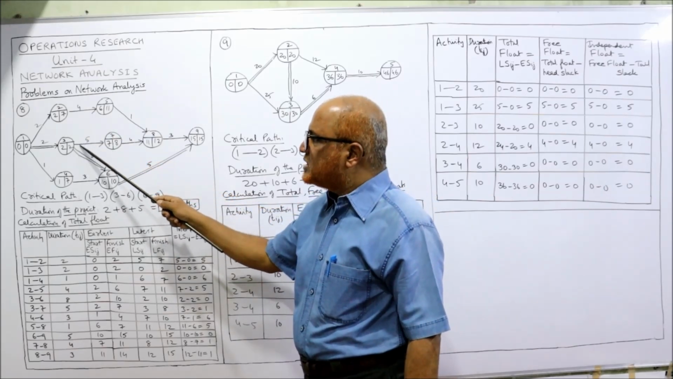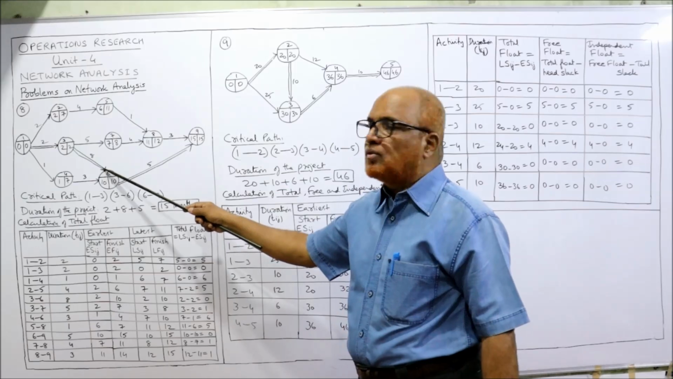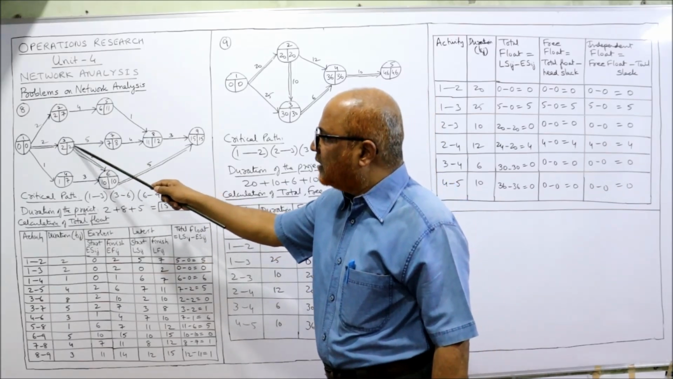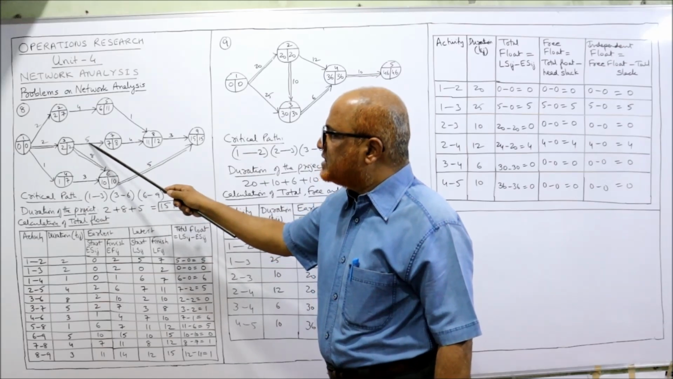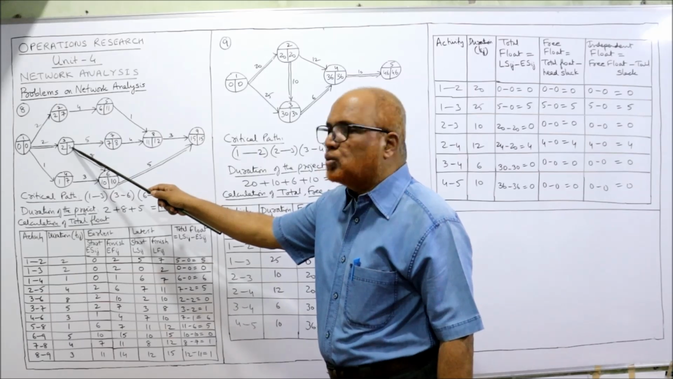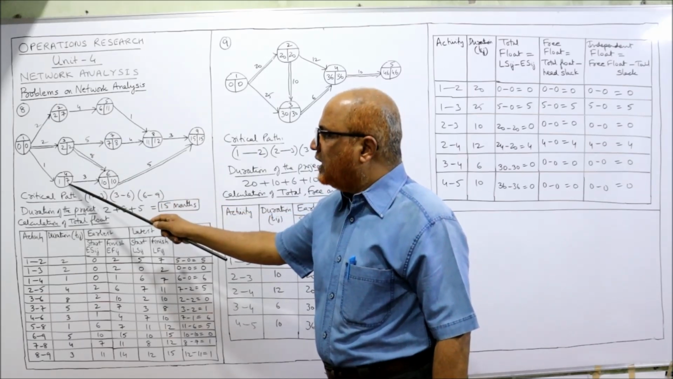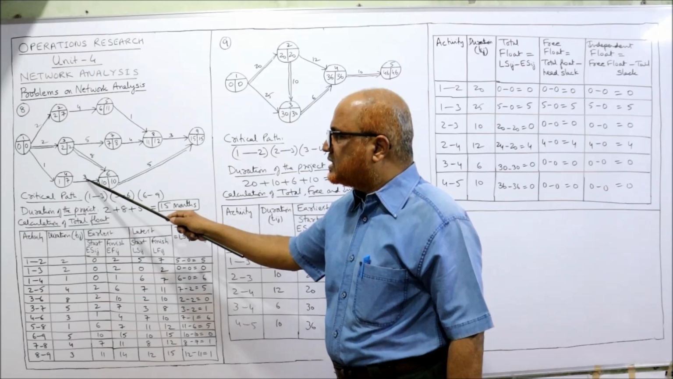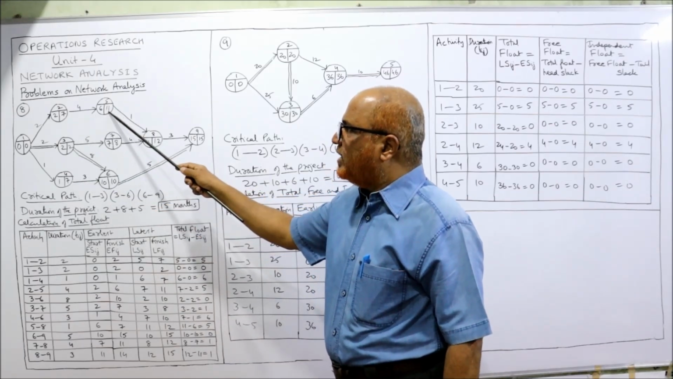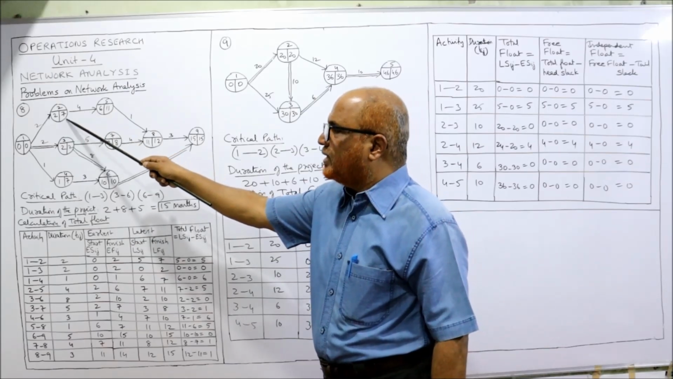Here how many arrows are bursting? Two arrows are bursting. So we have to take the minimum. Two arrows are bursting from this one. Right? So 8 minus 5 is 3. Or 10 minus 8 is 2. Whichever is less. 2 is less. Here only one arrow is bursting. 10 minus 3 is 7. Here only one arrow is bursting. 11 minus 4 is 7.